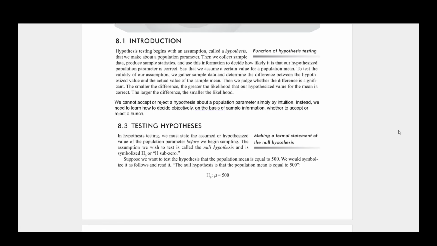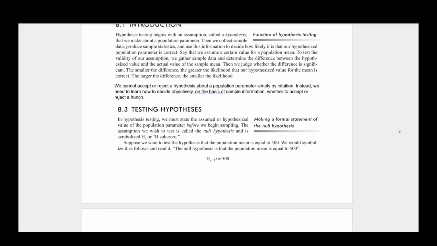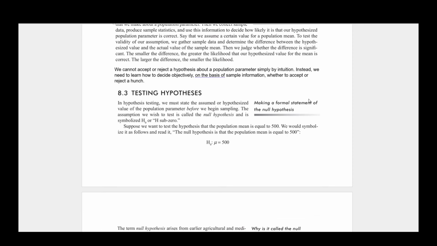We cannot accept or reject a hypothesis about a population parameter simply by intuition. Instead, we need to learn how to decide objectively, on the basis of sample information, whether to accept or reject a hunch. So, just to understand in more depth, let us look at this example.